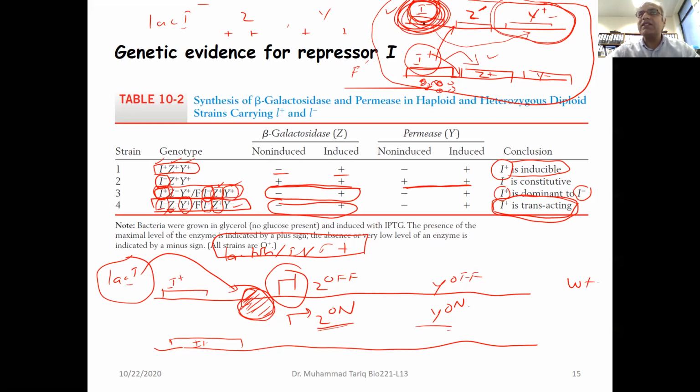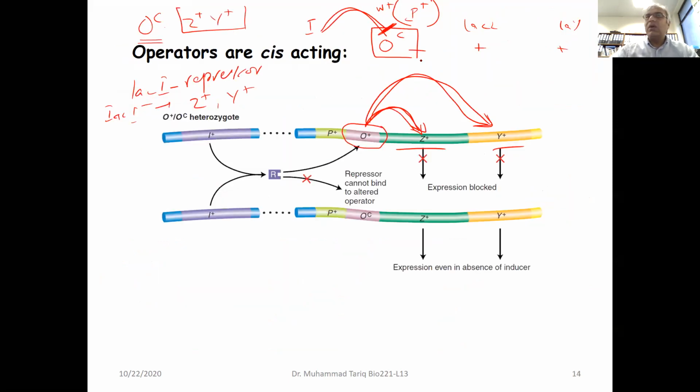That's why I plus is dominant to this, because once you have wild type, its protein is being expressed and it is going and binding to its target sequence in the operator region. Operator is the region where repressor binds. If you have I minus and I plus, this is enough. This is dominant over this one. Even though this is I minus and you say, oh, all of them should be on. Let's say this is wild type, hypothetically.